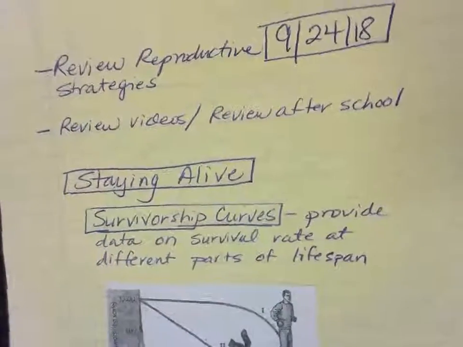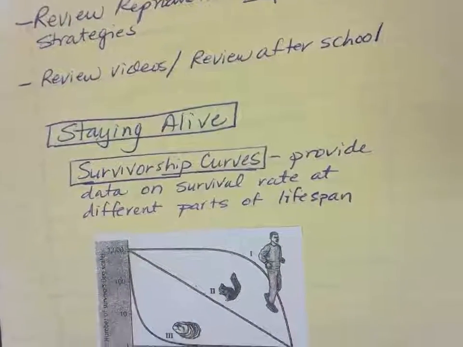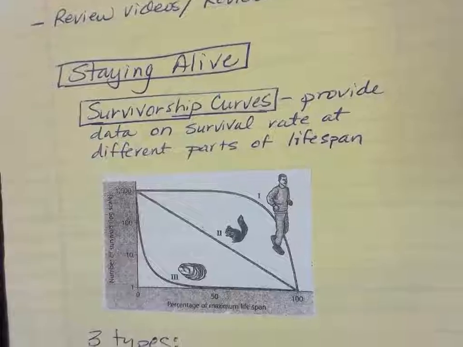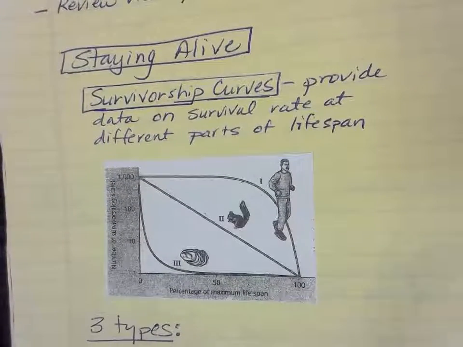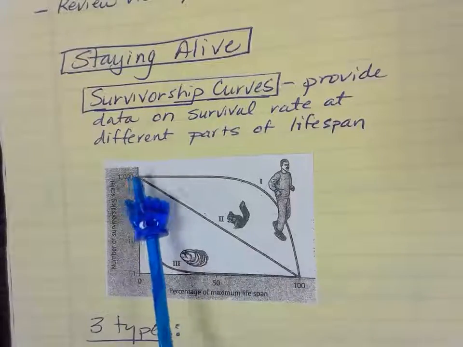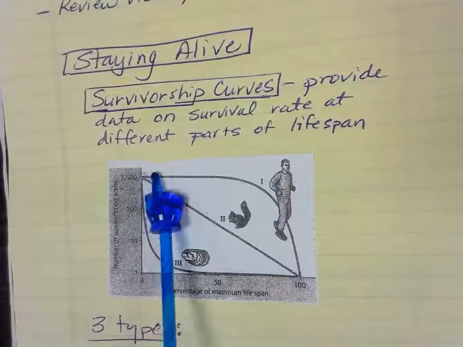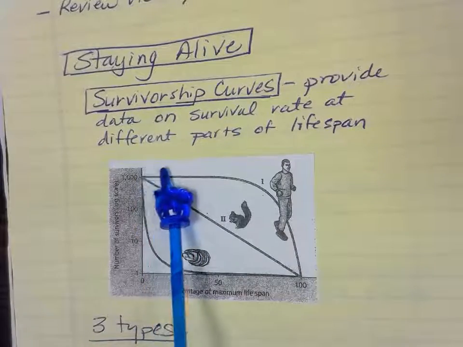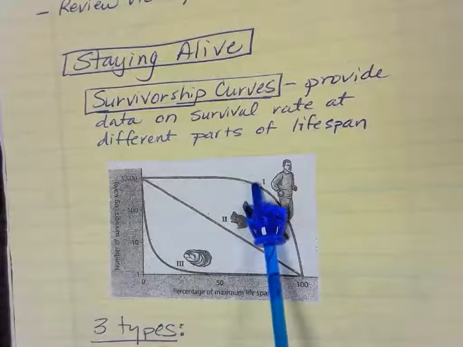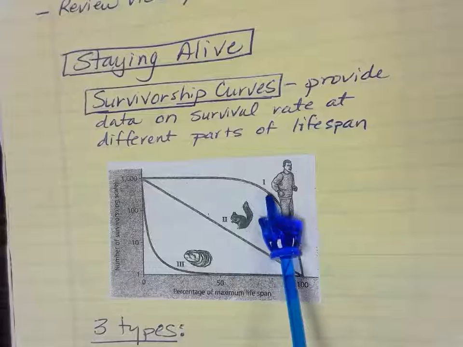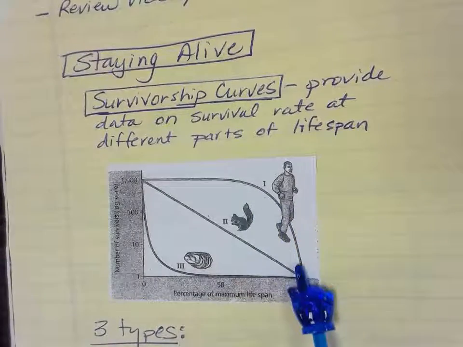Okay, so our next topic is staying alive, and we'll just quickly review the survivorship curves, which give us a little insight about at which times in an organism's life death is going to be more common. So when you look at a type 1 survivorship curve, we're going to see that survivorship is pretty high from birth throughout the lifespan, and then death rate is probably going to increase towards the end of the lifespan.